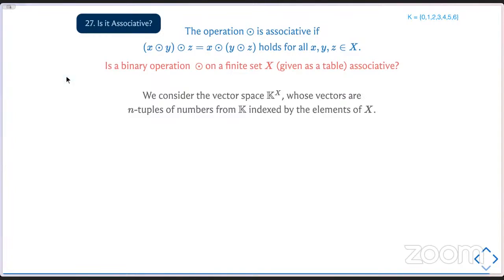So the vector space that we are considering is a vector space with n coordinates. The coordinates are indexed by our given set X, and the entries are from K. So this is the vector space of interest. And what we want to do is, in some sense, lift this circular operation, which is defined on X, to the vector space here. So we want to define a binary operation on this vector space.